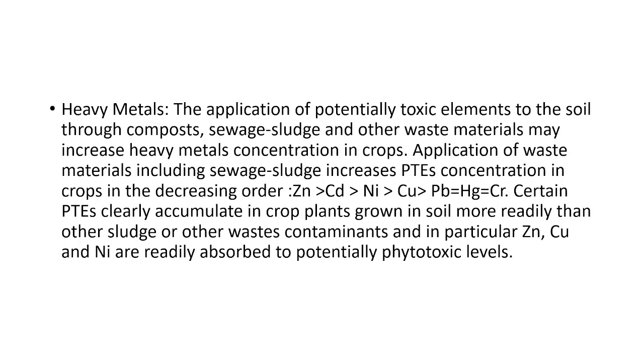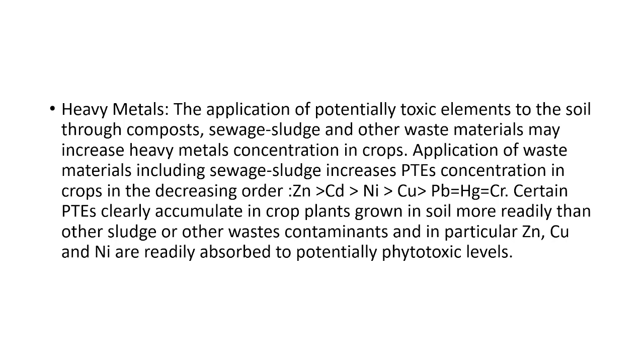The next one is heavy metals. The application of potentially toxic elements to the soil through compost, sewage sludge, and other waste material may increase heavy metal concentration in crops. Application of waste material, including waste sludge, increases PTE concentration in crops in the decreasing order of zinc, cadmium, nickel, copper, lead, mercury, and chromium. So that was the same.